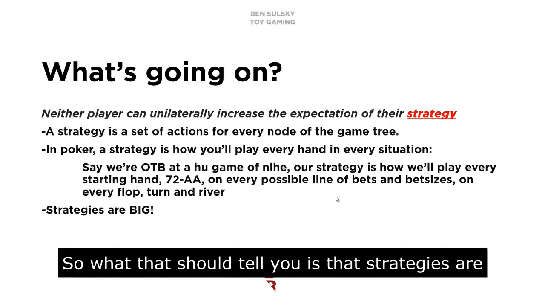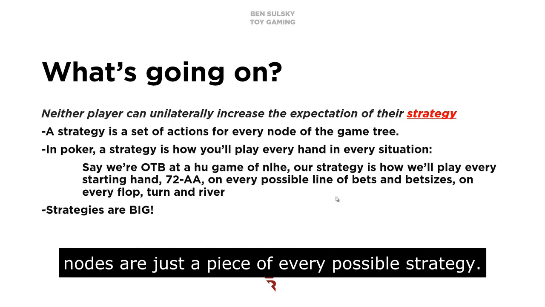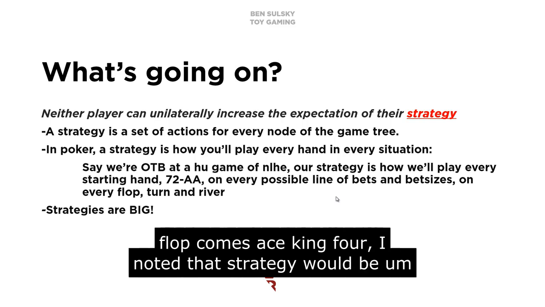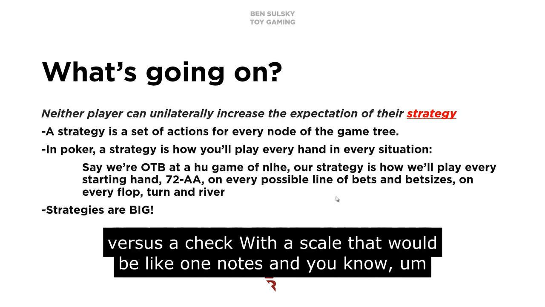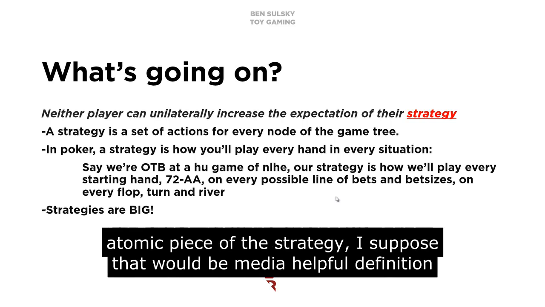So what that should tell you is that strategies are big. The number of possible strategies is huge, and the nodes are just a piece of every possible strategy. So, for example, I raise ace king to 3x, the big blind calls, and the flop comes ace king 4. A node of that strategy would be how often I would bet the flop for 4 big blinds versus a check with ace king. That would be one node. It's the smallest possible portion of a strategy, I suppose. It's the atomic piece of a strategy. That would maybe be a helpful definition.